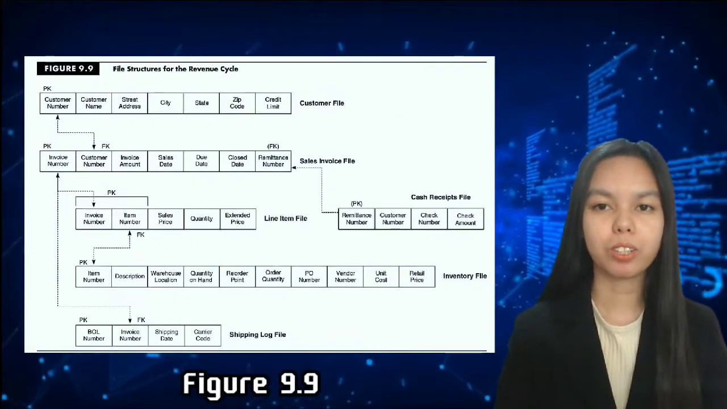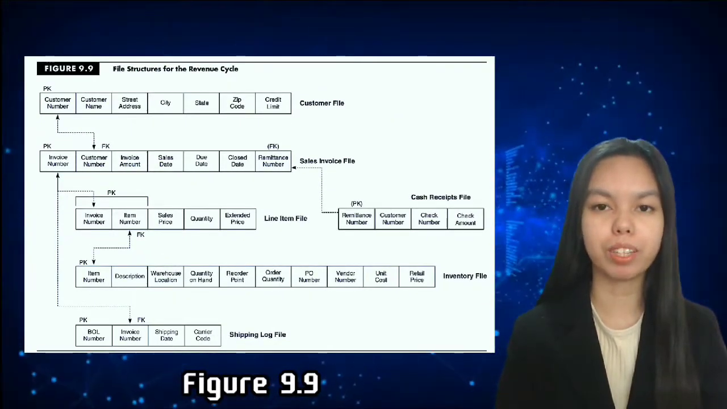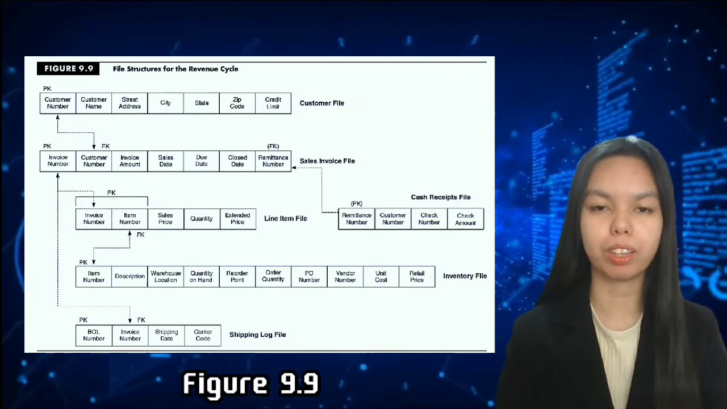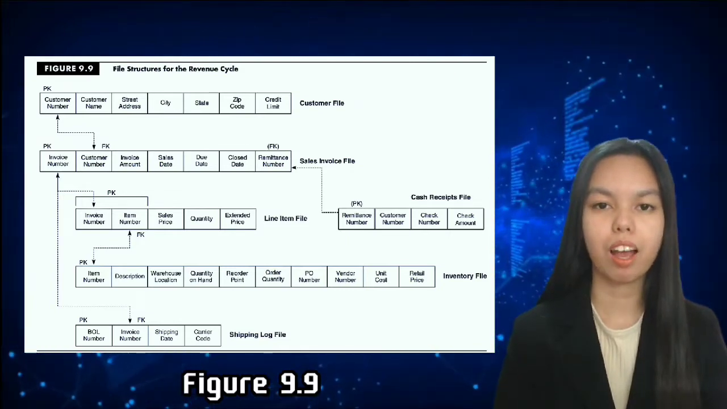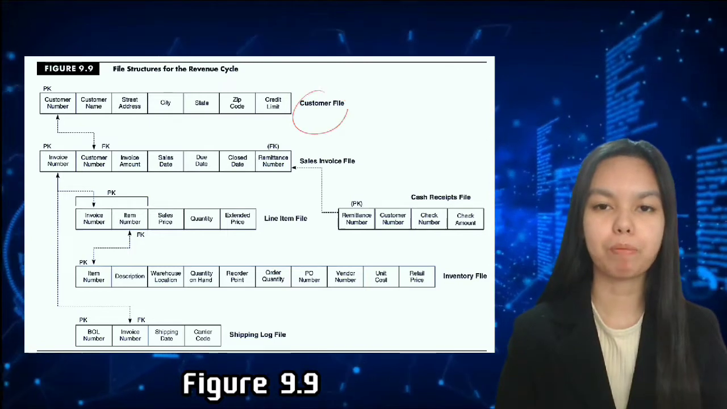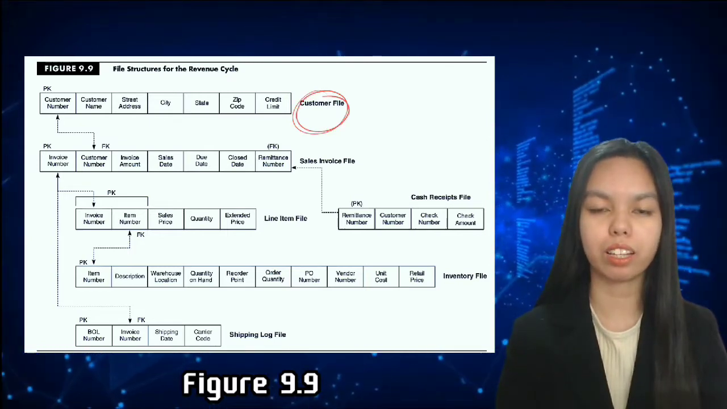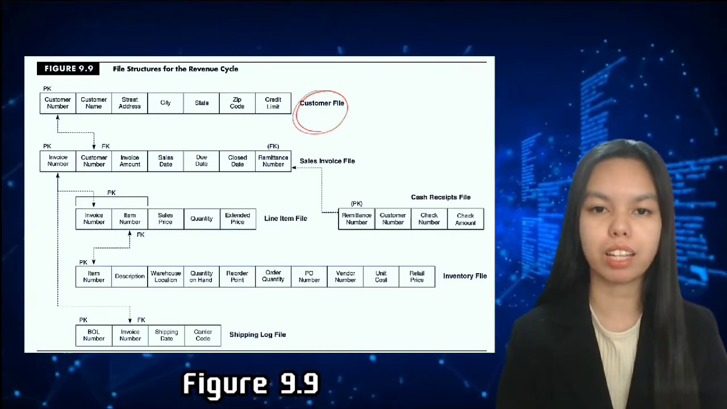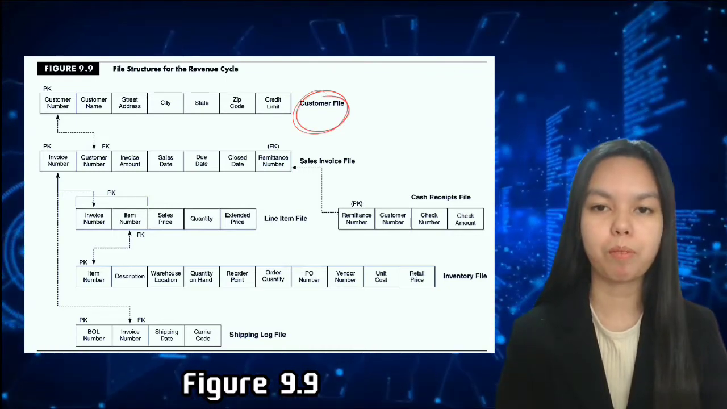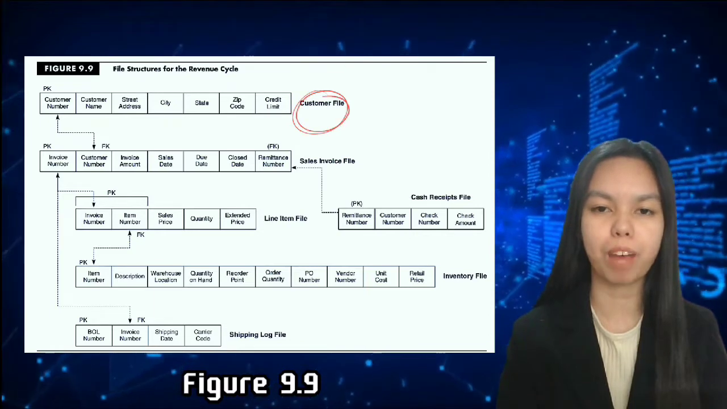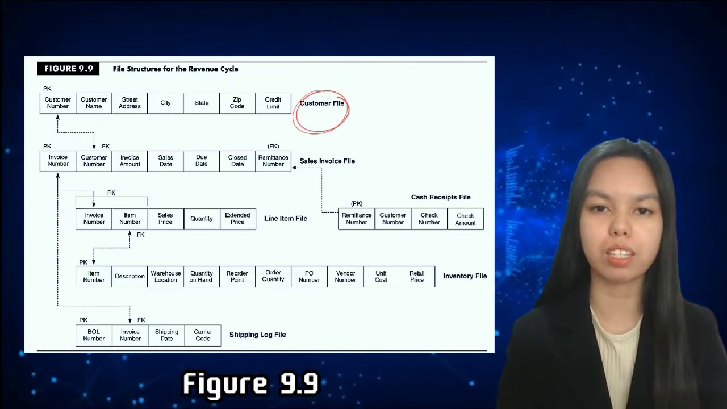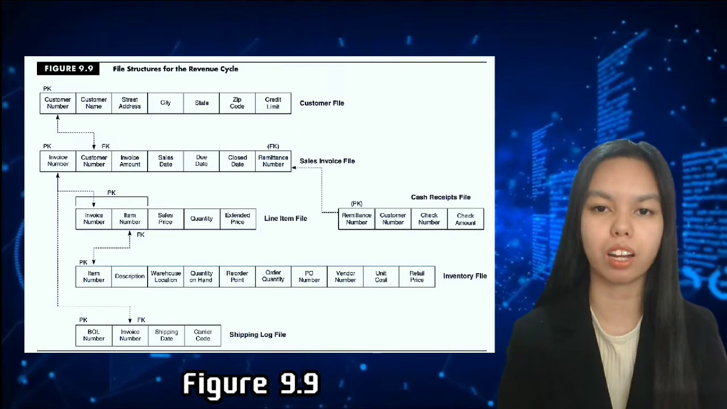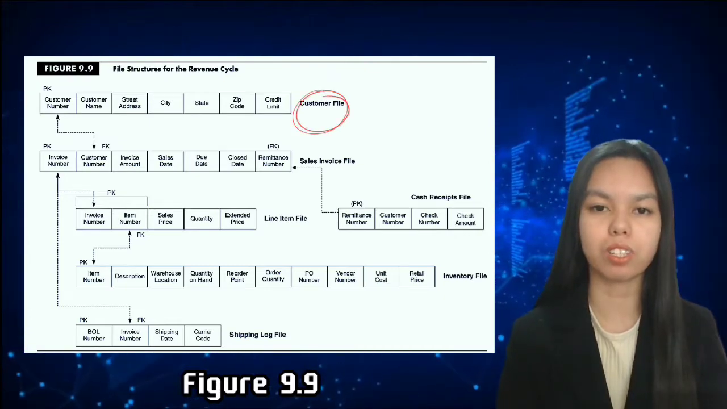The audit procedures described are based on the file structure in Figure 9.9. These structures indicate the primary keys, the relevant data fields, and foreign keys that permit logical linkage between files. Customer file. The customer master file contains address and credit information about customers. The credit limit value is used to validate sales transactions. If the sum of the customer's outstanding account balance and the amount of the current sales transaction exceeds the pre-established credit limit, then the transaction is rejected.